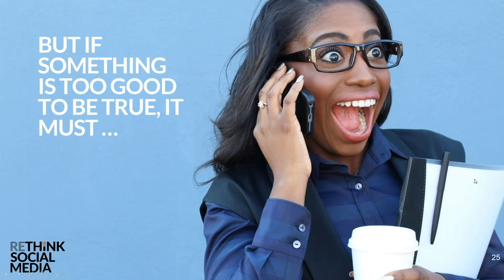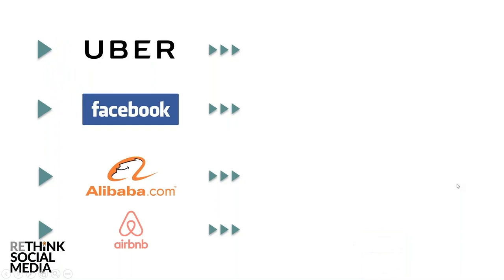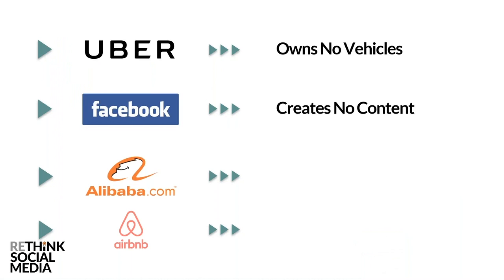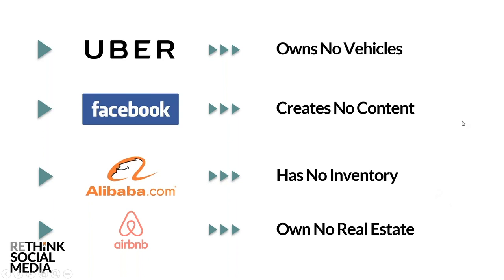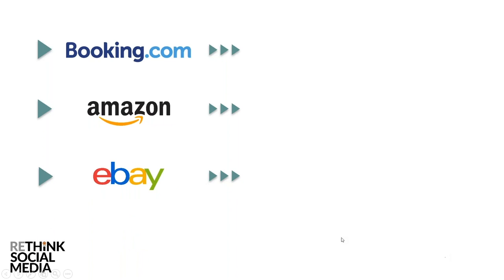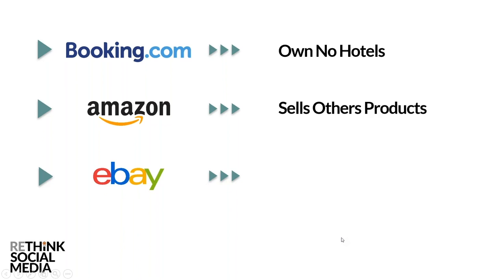Because the easy thing to say here is, like, Paul, but if it was that easy, everybody would be doing it, right? And if something's too good to be true, it must be. So if we take a look at Uber, for example, the world's largest taxi company, they don't own any vehicles. Or if you look at Facebook, the world's largest sharer of content, it doesn't create any content. Alibaba, the world's largest store, doesn't have any inventory. Airbnb, the world's largest accommodation provider, doesn't own any real estate. And it keeps going. You could look at booking.com, doesn't own a single hotel. Amazon doesn't write any books. eBay doesn't create any products.